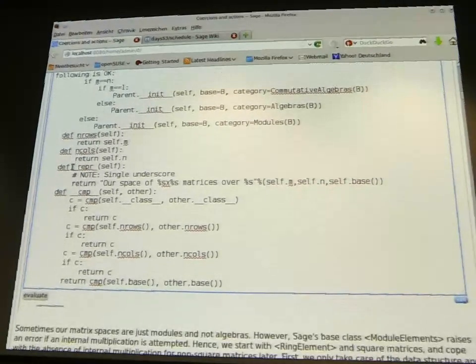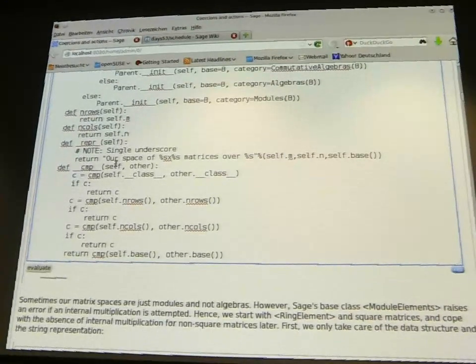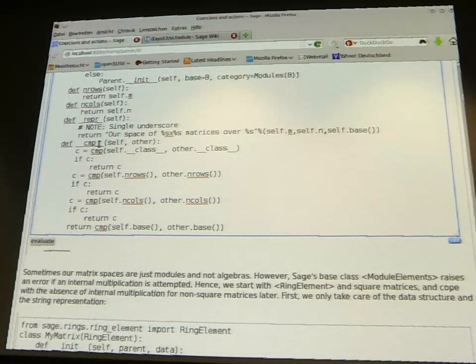Then there are some typical methods one expects from matrix spaces, namely one method telling the number of rows, one telling the number of columns. Here's a string representation. Volker talked about some magical Python methods. String representation is usually done by a double underscore repr method. You see here, I only use a single underscore, and this is something that often happens in Sage. There are default implementations for these magical Python methods, and it is often a good idea not to overload these default implementations. Often you have a single underscore method of the same name in which you implement this functionality.